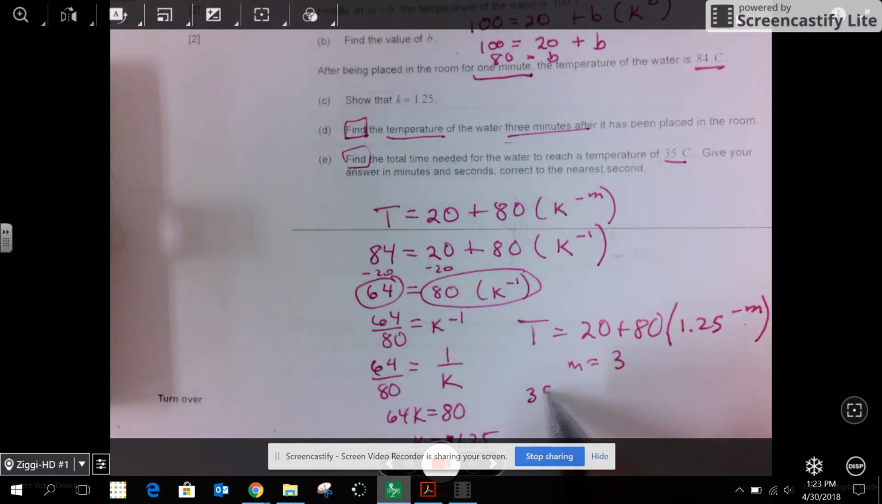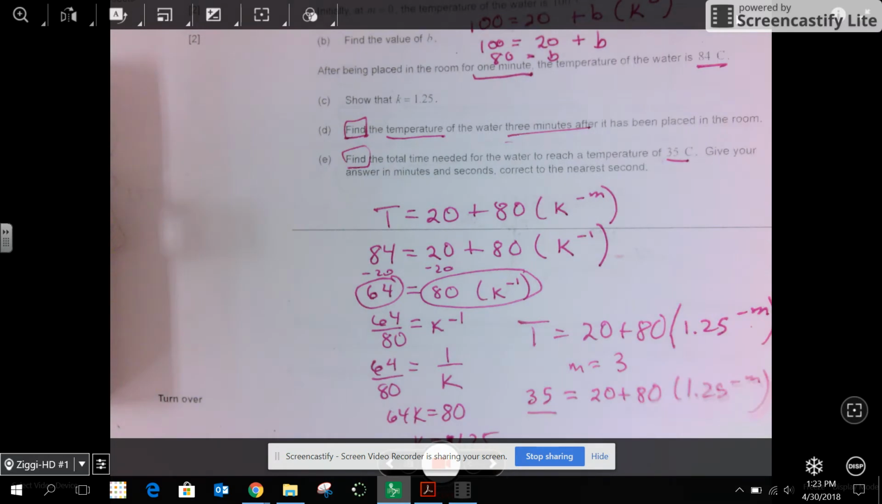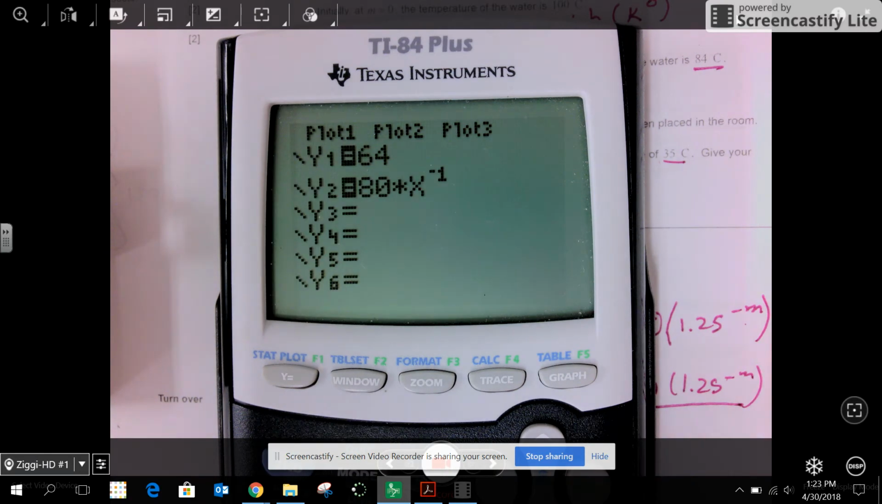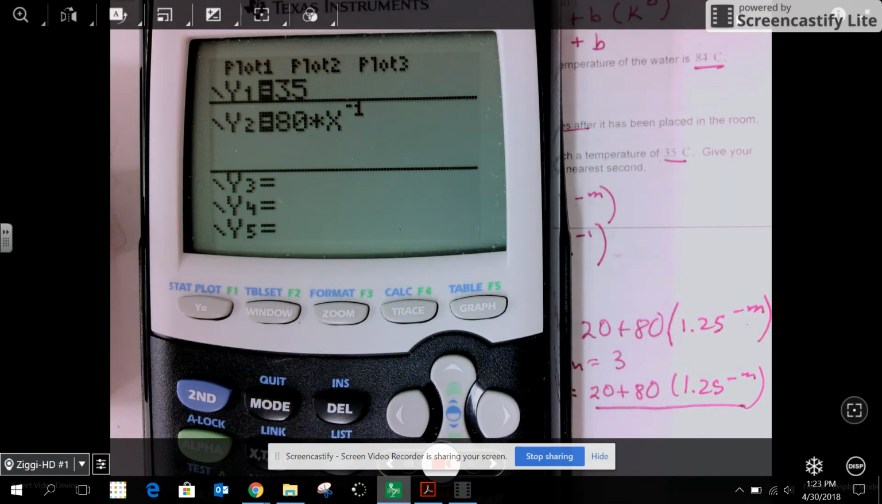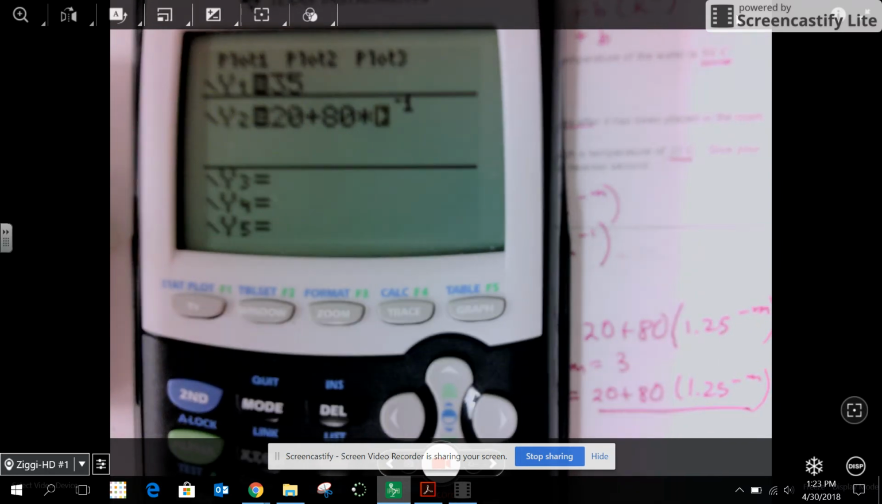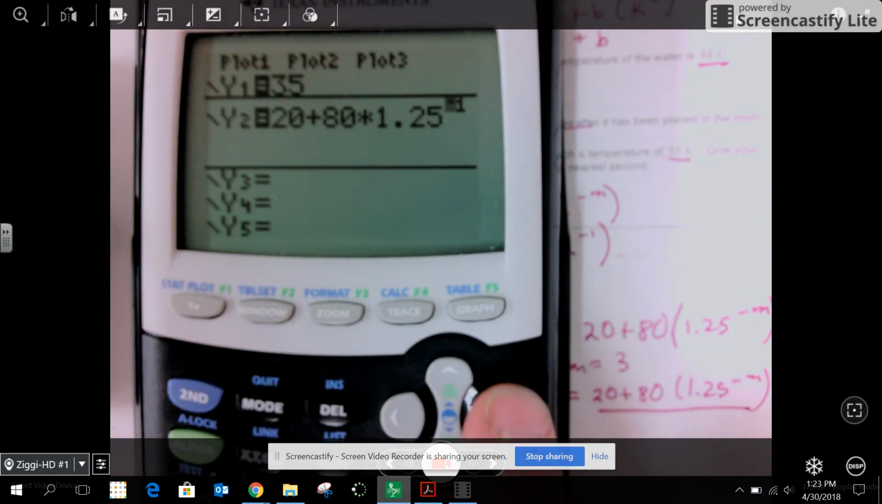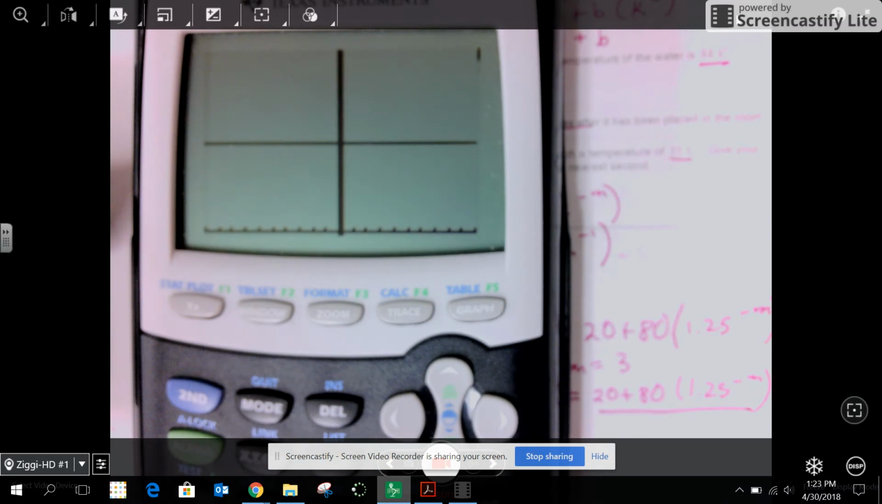Okay, so again, I want to know when the temperature equals 35. So I'm going to graph both sides. I'm going to graph y equals 35, and I'm going to graph y equals 20 plus 80 times 1.25 to the negative x. There's the one curve. It's coming down. It's going to intersect.